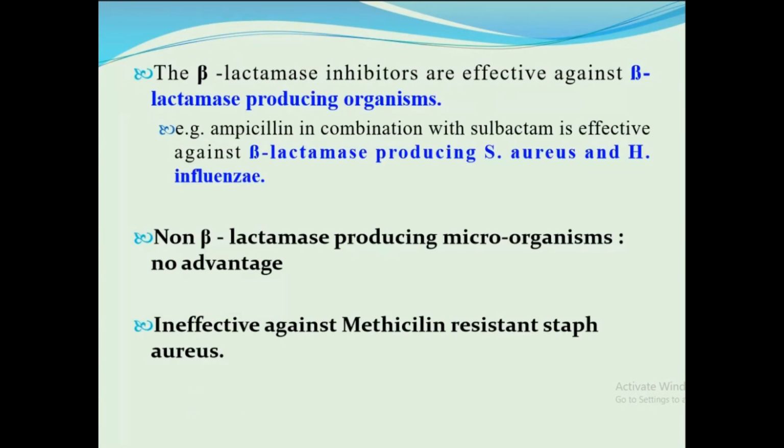So what these beta-lactamase inhibitors are effective against this producing organism, like ampicillin in combination with sulbactam is effective against Pseudomonas aureus or Haemophilus influenza. So this is quite a bit outdated, but still this is the traditional and conventional method. And non-beta-lactamase producing microorganism, there is no advantage over the other antibiotics, and these are ineffective against MRSA, which is the methicillin-resistant Staph aureus. So we have limited scope and use for this combination of the beta-lactamase inhibitor class.